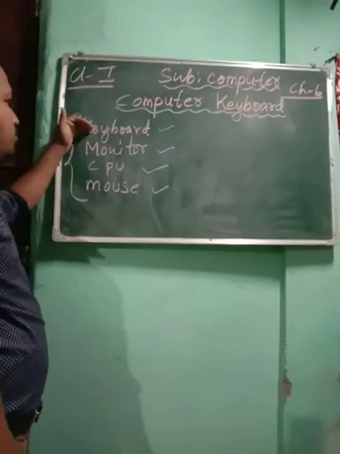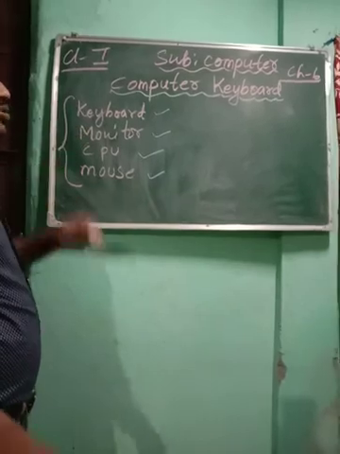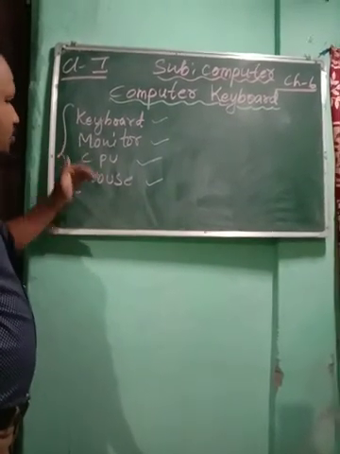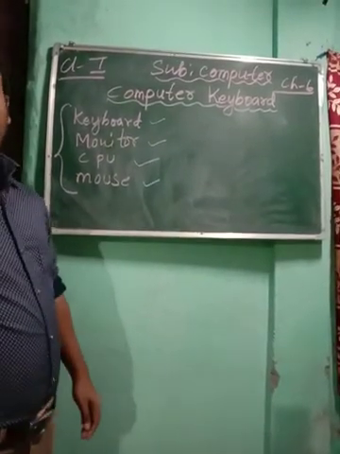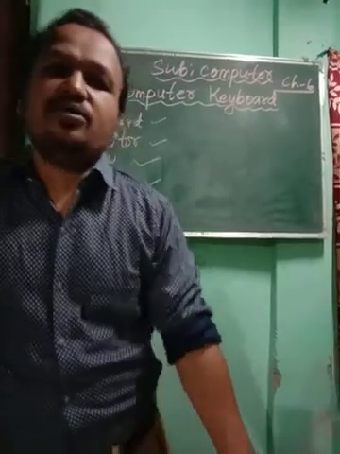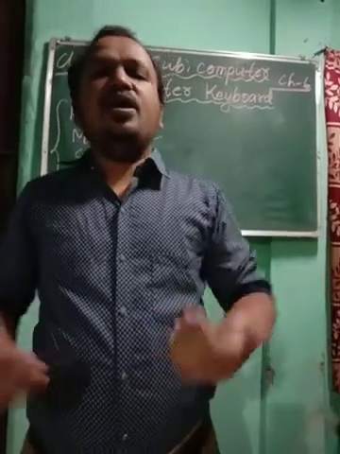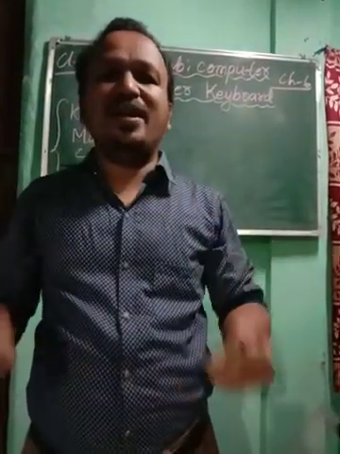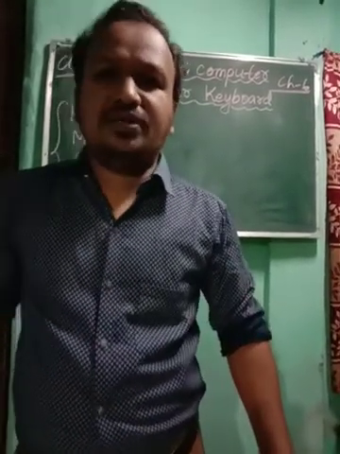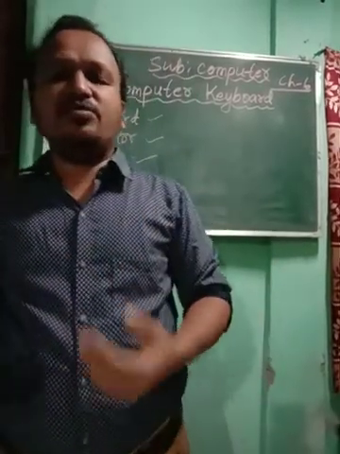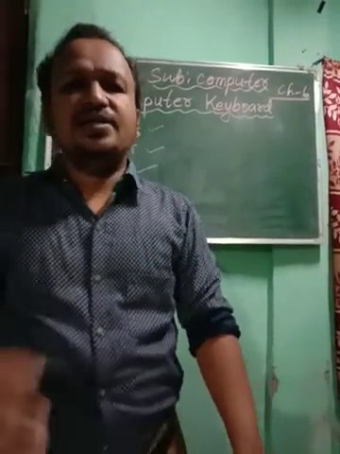Keyboard is also a very important part of a computer. Monitor is also a very important part of a computer. CPU is also very important. Mouse is also very important. So every part of the computer is very important. In the same way in our body also, our head, eyes, ears, nose, mouth, hands, legs, every organ of our body is very important. If any part of the body is not working, we cannot do the work very smoothly.